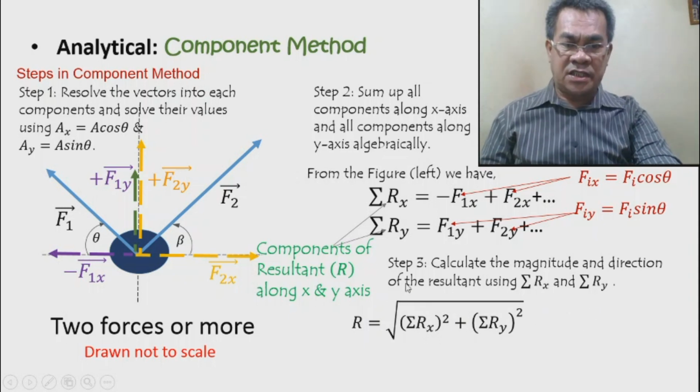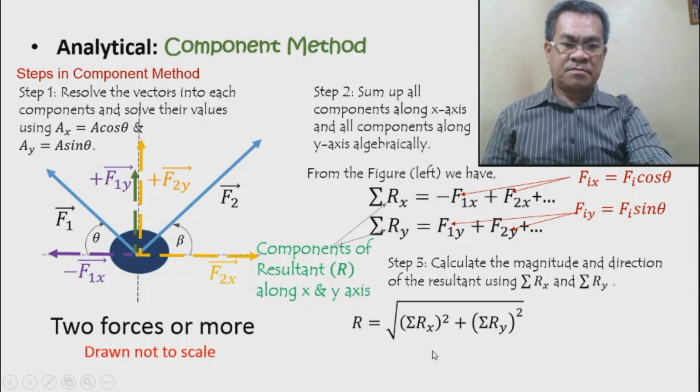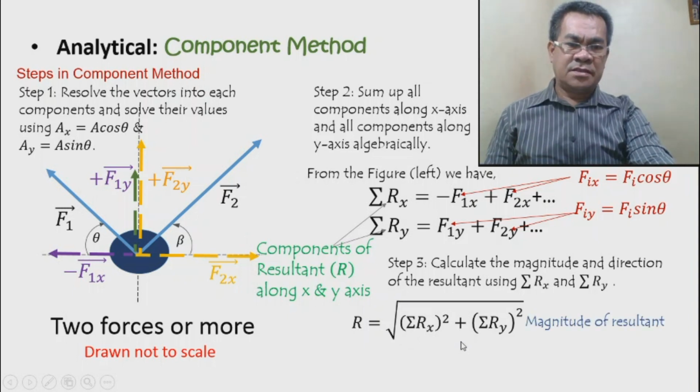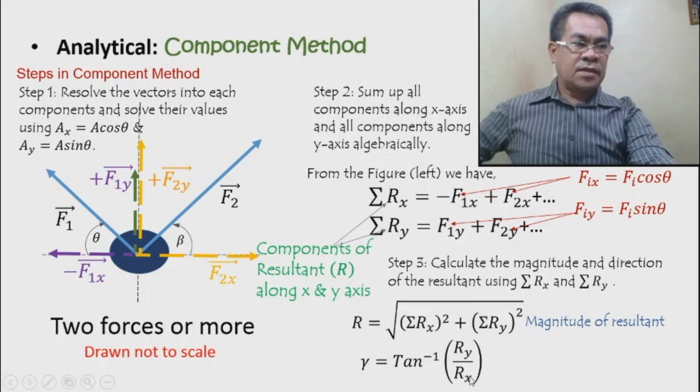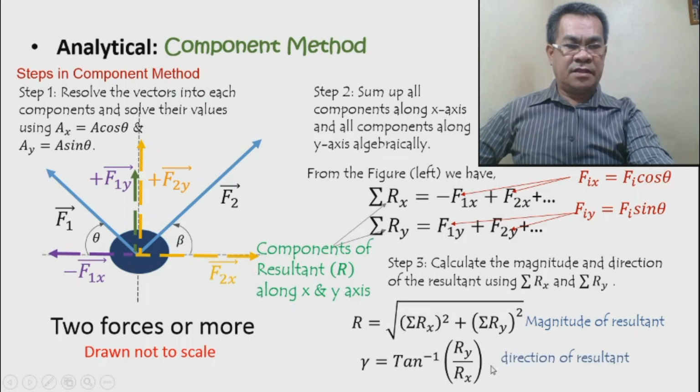Now the direction. Remember tangent in our previous slide. I have this symbol, gamma, for the direction of R. Gamma is inverse tangent of Ry over Rx. Take note, Ry over Rx, and the resulting angle is measured from the x-axis because the denominator is the reference point or line. So therefore, this is the direction of the resultant.